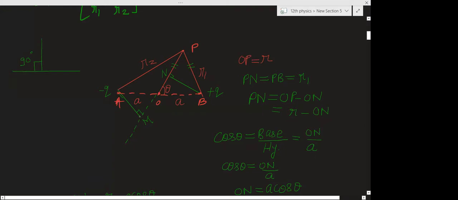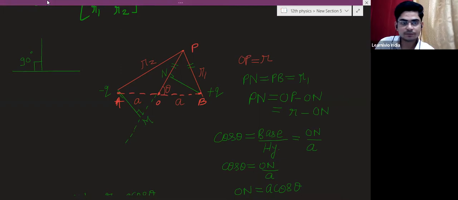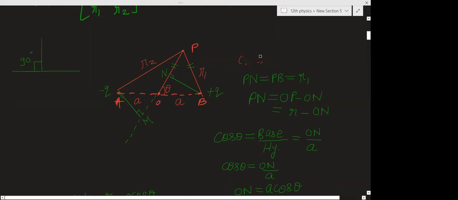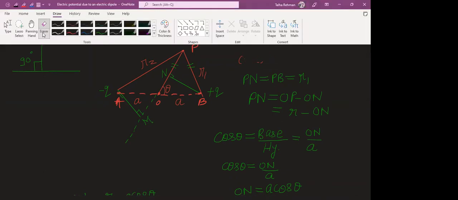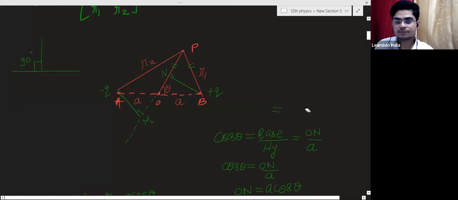So why have I drawn this perpendicular? I have drawn this perpendicular so the distance PM will approximately equal distance PA, that is R2. So here we can write. Can I erase this? Yes, sir. Okay. If you have any problem, you can ask me anytime. You are most welcome.